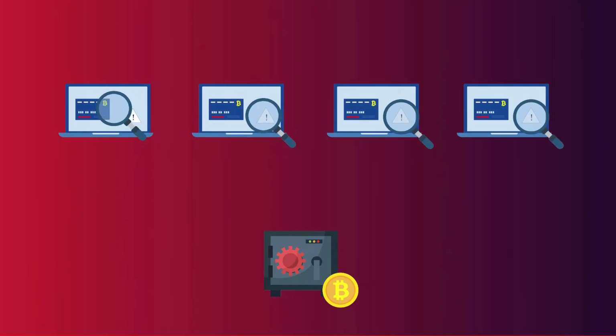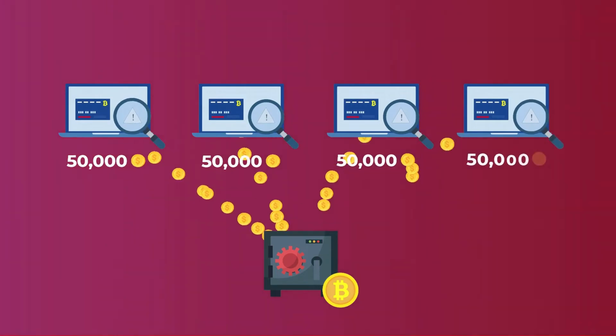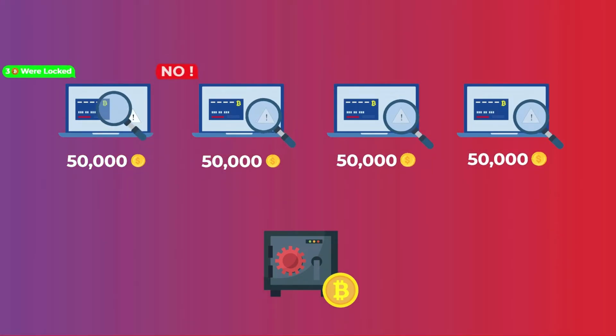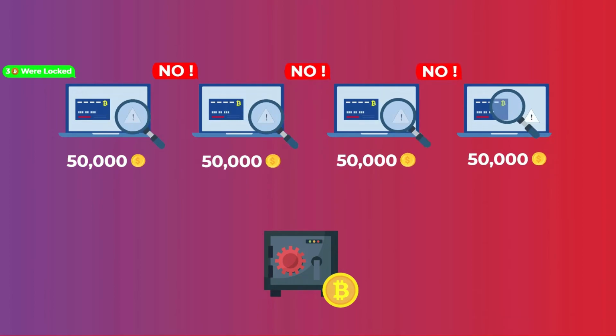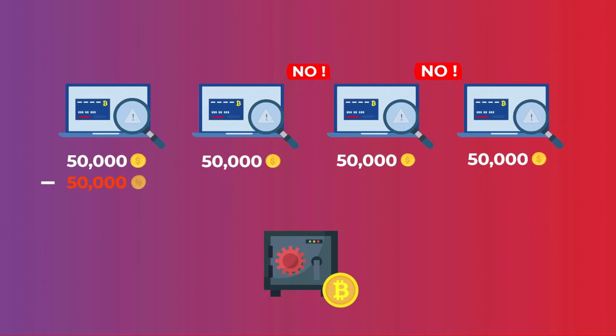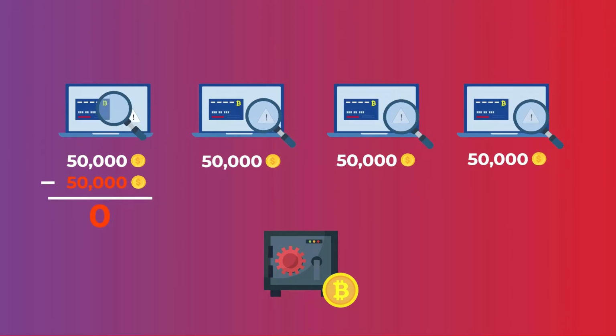Well, it is pretty simple. These validators need to lock up a large amount of tokens as collateral before being accepted in the system. If any validator tries to transfer wrong information to the smart contract, other validators will notice and he will lose some or all of his locked tokens.